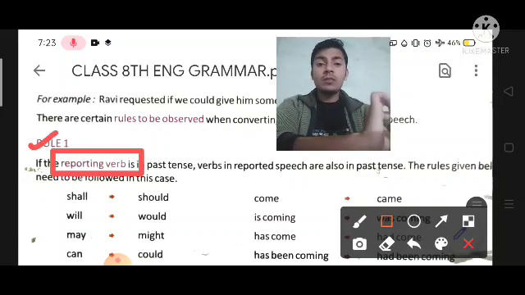So if the reporting verb, listen carefully, is given in past tense, okay, if the reporting verb is in past tense, the verb in reported speech is also in past tense.